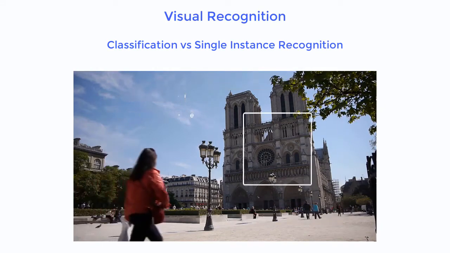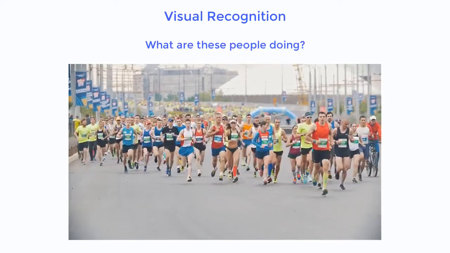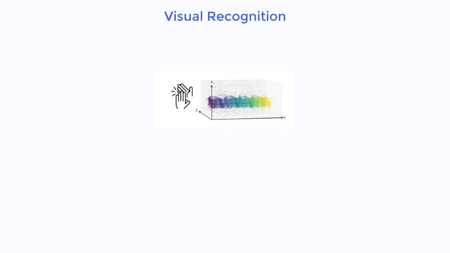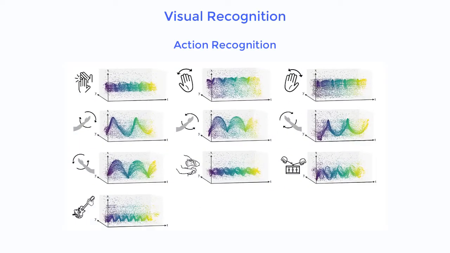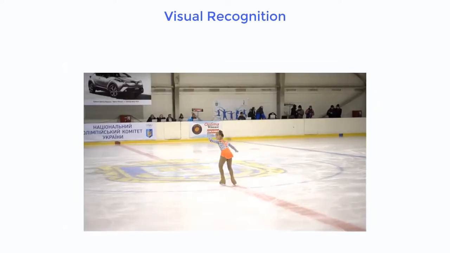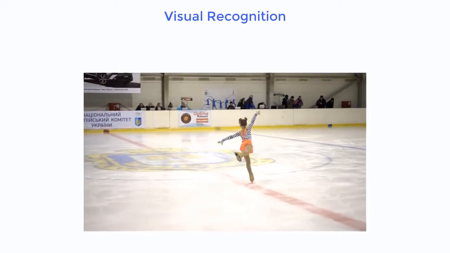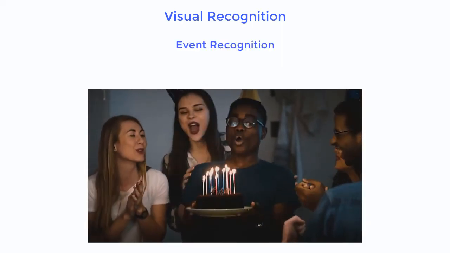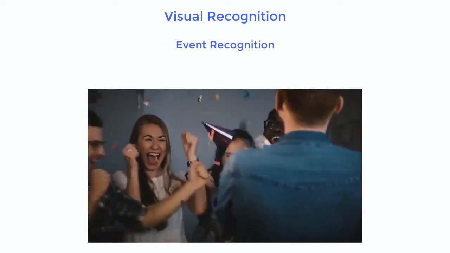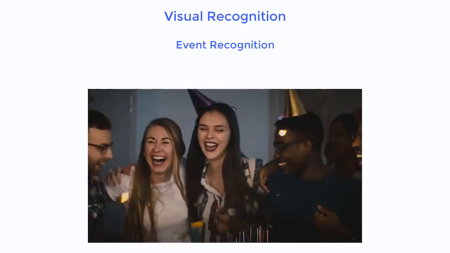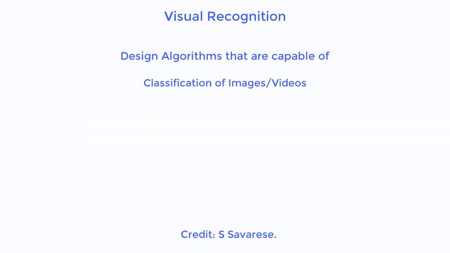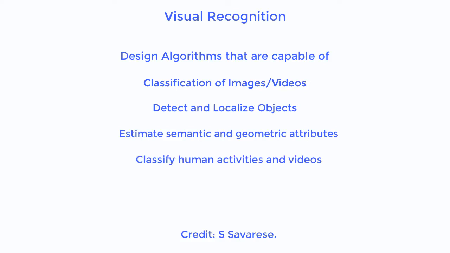Visual recognition also extends to temporal data, a video in which a given object might be performing a certain action. These actions tend to have a repetitive pattern that can be analyzed to understand what that action is. This might not be as straightforward if you're trying to identify what this person is doing in this video. It's figure skating. And also, here people are clapping, but that's not the context of this video, which makes event recognition a much more complex problem. To summarize, visual recognition involves designing algorithms that are capable of classification of images and videos, detection and localization of objects, estimation of semantic and geometric attributes, and classification of human activities in videos.